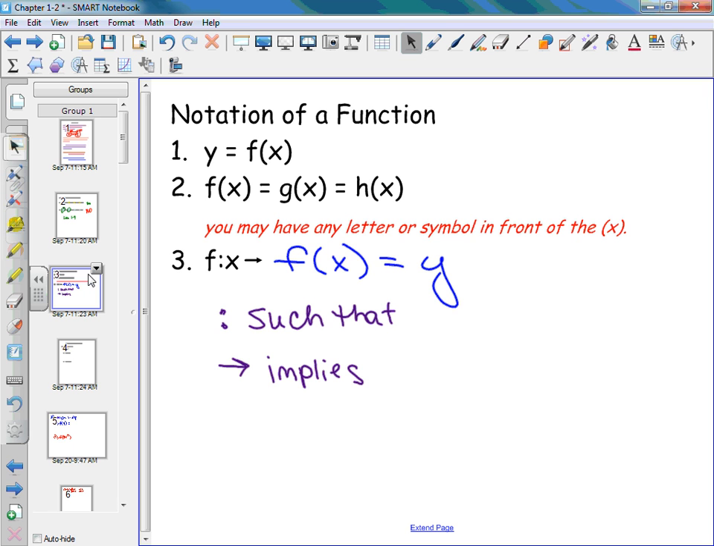Next. Notation. I'm going to do homework with you. If you guys keep whining, I'm not going to do any homework with you.